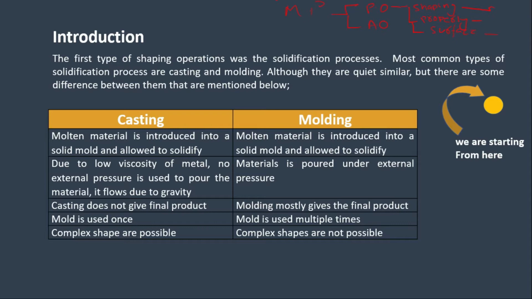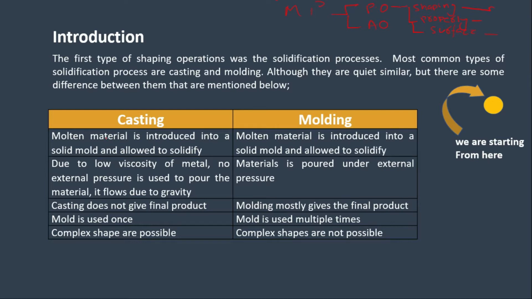The most common types of solidification process are casting and molding. Although they are quite similar, there are some differences between them. They have a similar mechanism: we melt the material and pour it into the mold cavity and allow it to solidify, but there are some differences between casting and molding.